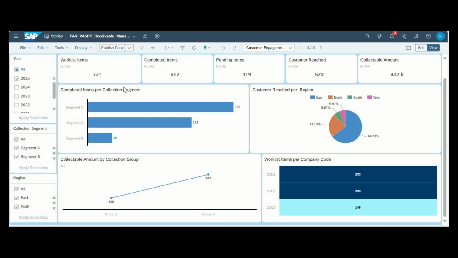On the visual side, we have segmented views. Completed items per collection segment helps you compare how strategies are working across segments. Customer reach per region shows engagement across zones: East, West, North, and South. Collectible amount by collection group helps align effort with value. And work list items per company code tracks workload distribution across entities, ensuring balance and coverage.